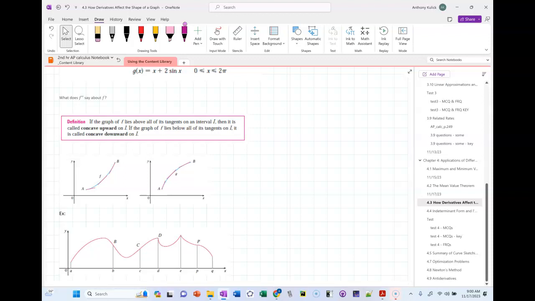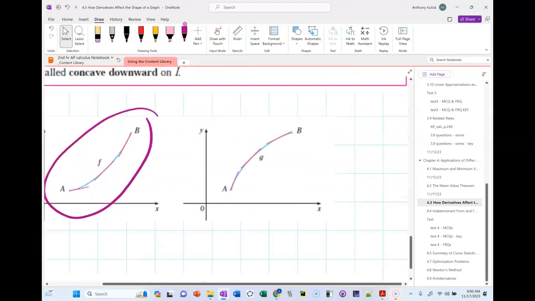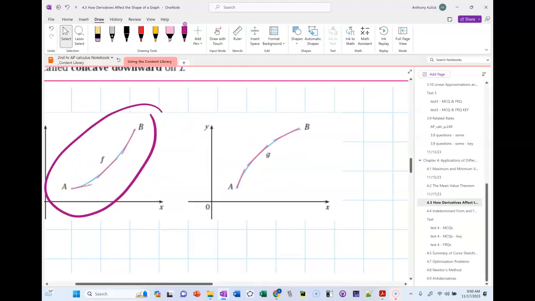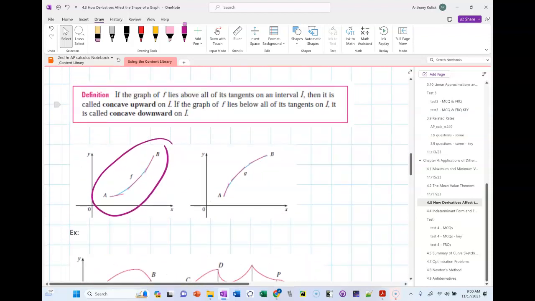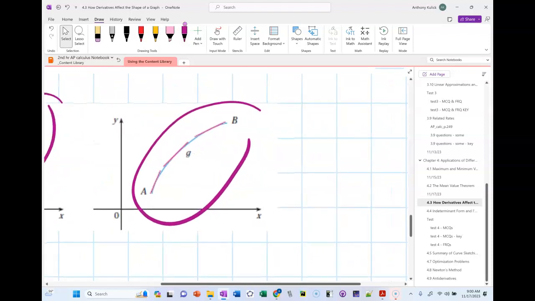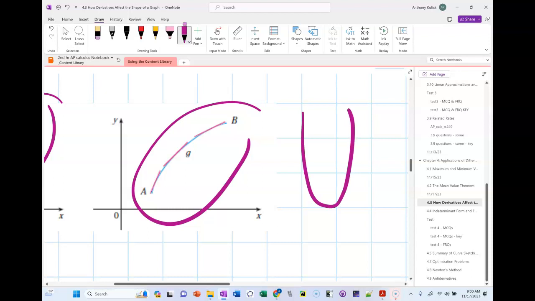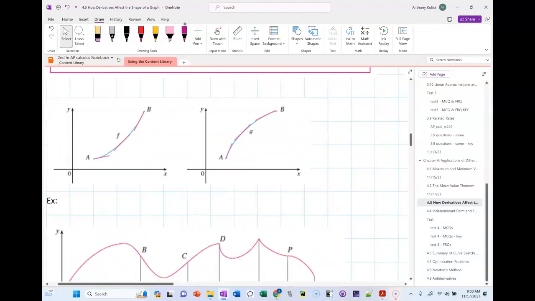If the graph of f lies above all of its tangents on an interval I, so if that's what you're seeing in this picture, f is the blue. See how the blue is still above all of its tangents? We say that graph f is concave up. And if it's the reverse, if f lies below all of its tangents, we say that's concave down. I think about concave up as it catches water, and concave down as water would run off of it when I visualize it. But those are the technical definitions.